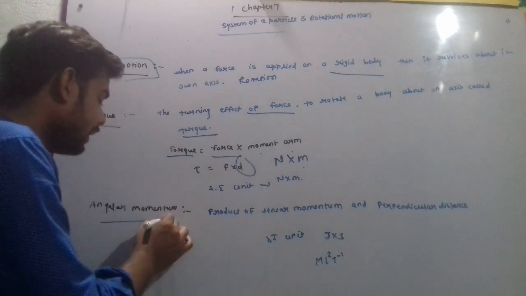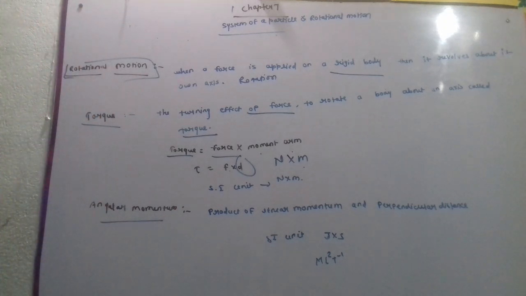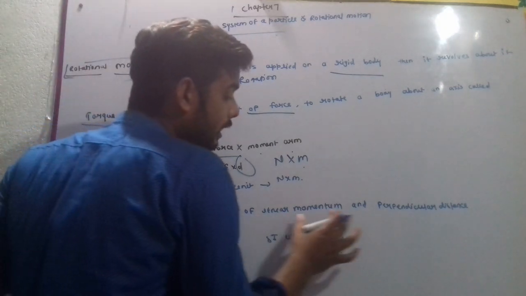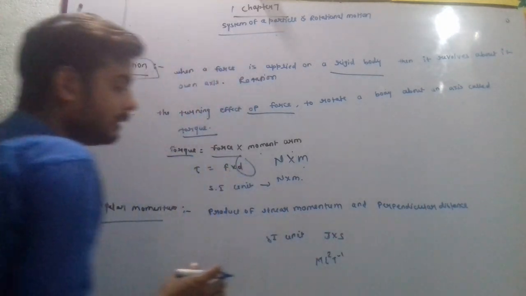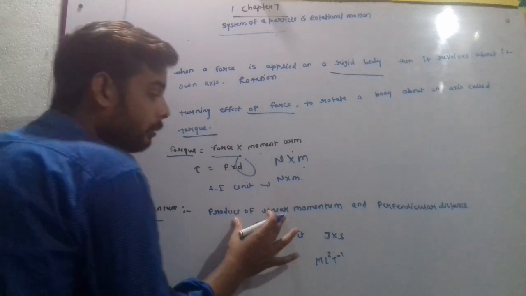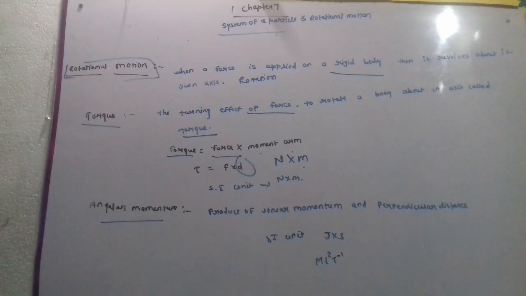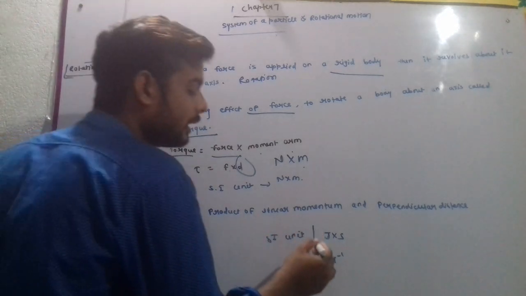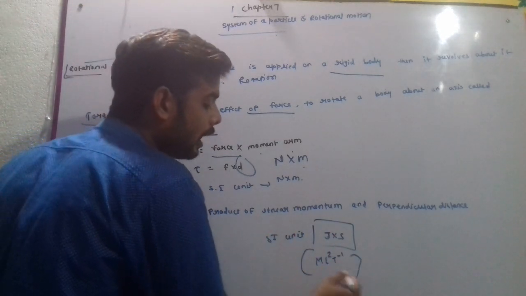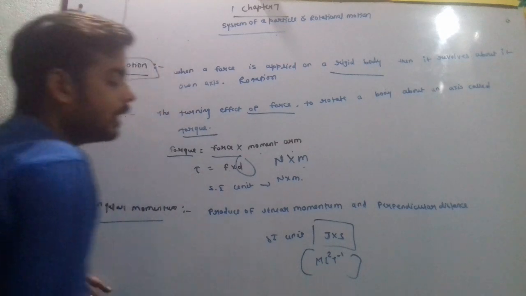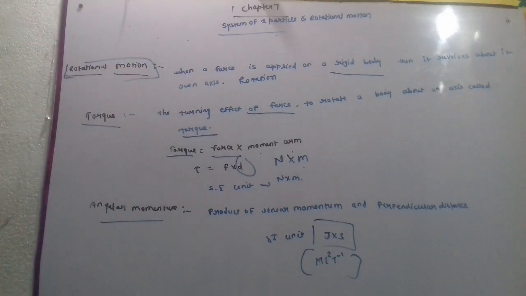Next we will see angular momentum. What is angular momentum? The product of linear momentum and perpendicular distance is known as angular momentum. Its SI unit is joule second, and its dimensional formula is represented by M L square T minus 1. This is our angular momentum.